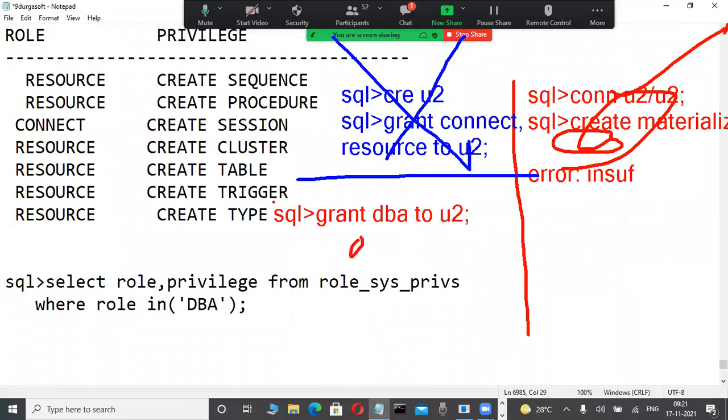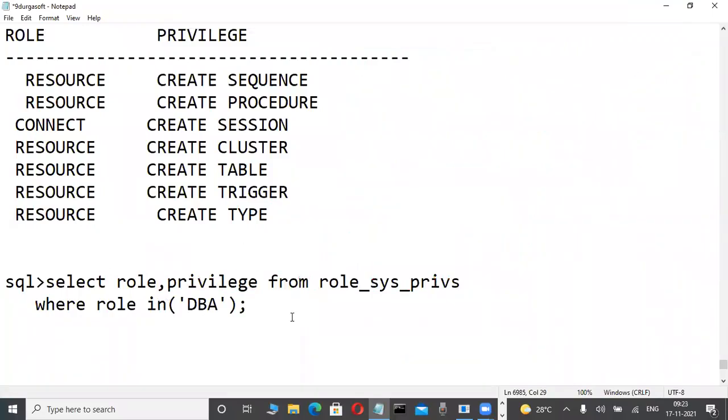Otherwise, you can give the system privilege manually. Go to the SQL prompt, connect sys as sysdba, password is sys only, then grant the create materialized view system privilege, which is a predefined system privilege, to username U2. Then only it is possible. Before Oracle 19C, even the Scott user got an insufficient privileges error. That's why they give the create materialized view system privilege.